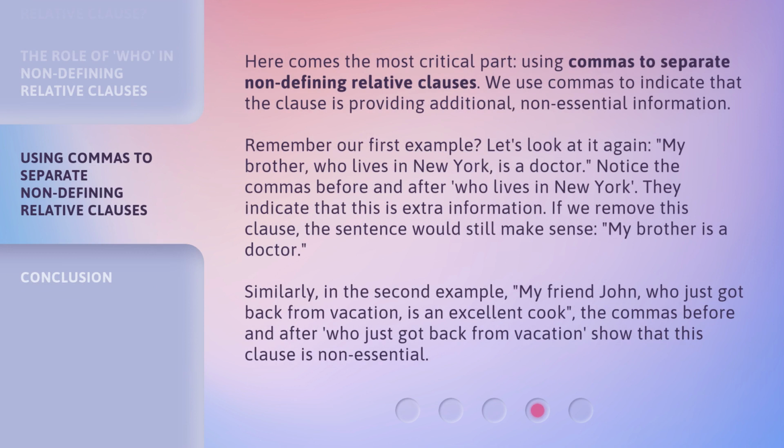Here comes the most critical part: using commas to separate non-defining relative clauses. We use commas to indicate that the clause is providing additional, non-essential information. Remember our first example? Let's look at it again. My brother, who lives in New York, is a doctor. Notice the commas before and after, who lives in New York. They indicate that this is extra information.